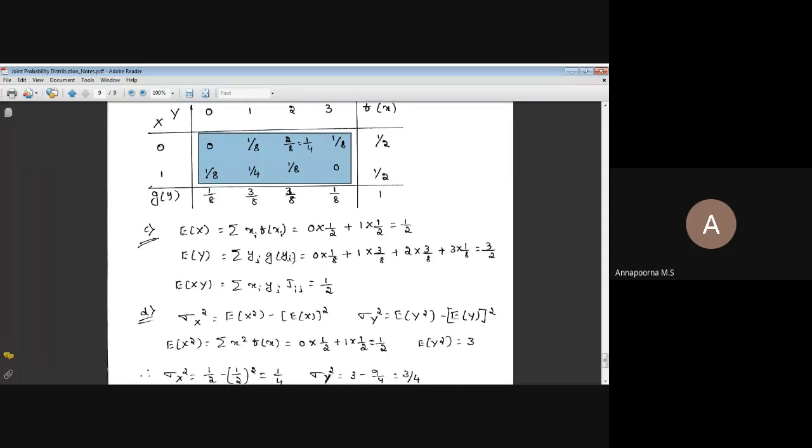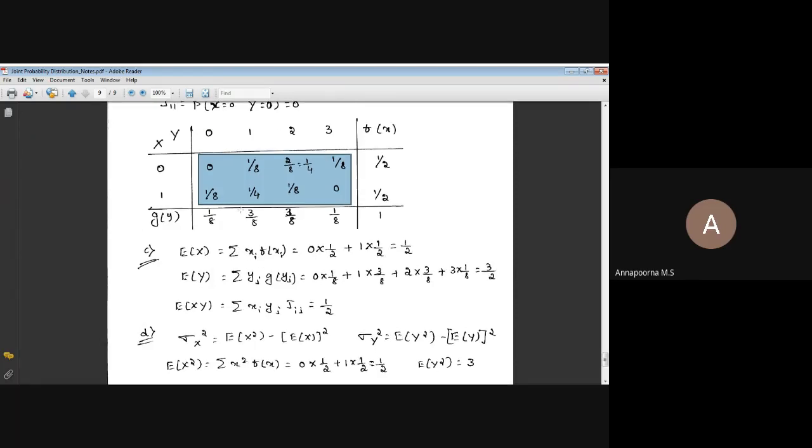These formulae I have already explained in the previous session. Expectation of X is given by summation X into F of X. X values are nothing but 0, 1 and these are F values. Therefore E of X is given by 0 into half plus 1 into half. Okay, that will give you 1 by 2.